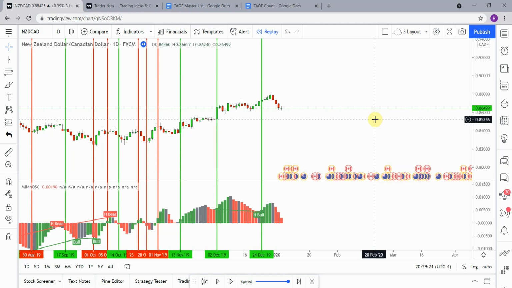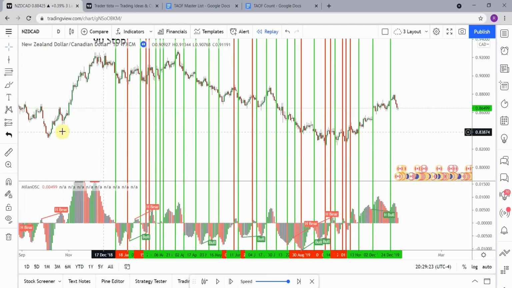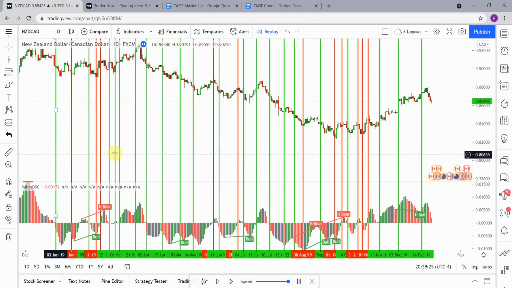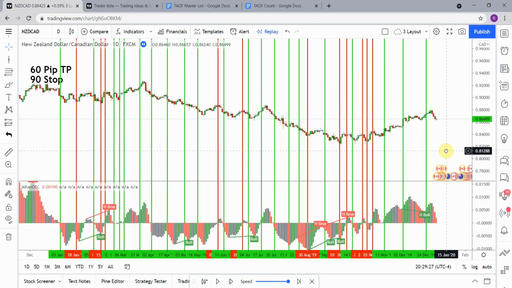All right, let's take a look at this indicator and see what we can get out of this thing. So all right, let's count these out. We got 1, 2, 3, 4, 5, 6, 7, 8, 9, 10, 11, 12, 13, 14, 15, 16, 17, 18, 19, 20, 21, 22, 23, 24, 25, 26, 27, 28, 29, 30, 31, and 32.